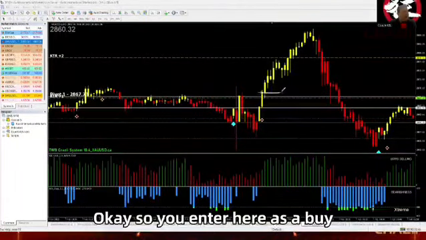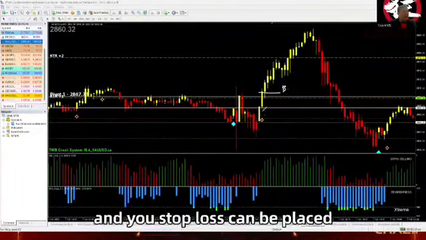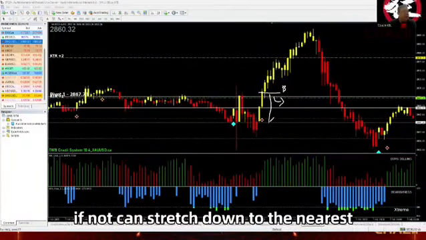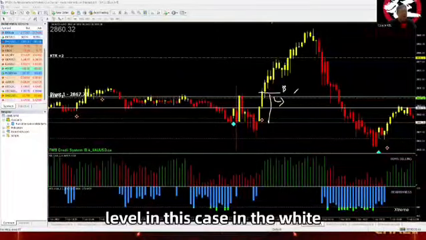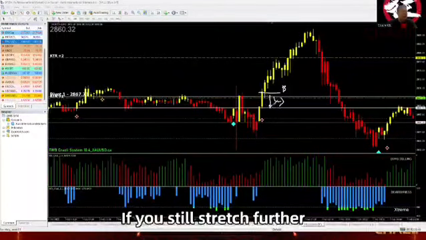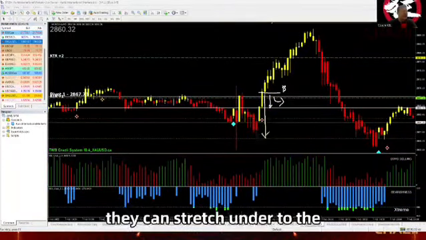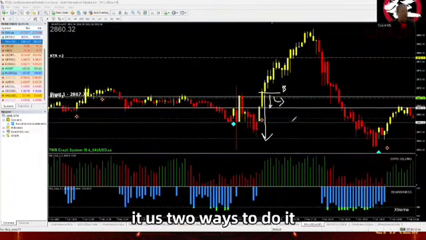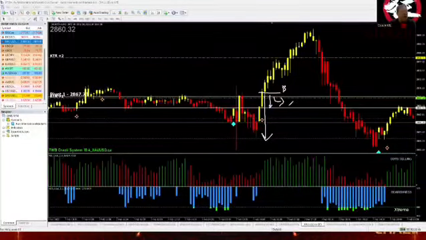Okay, so you enter here as a buy, and your stop loss can be placed below the line if you want to. If not, you can stretch down to the nearest level. In this case, it's a white line. If you still want to stretch further, then you can stretch under to the latest lowest point. Okay, there's two ways to do it. Below the line, or you put it there.